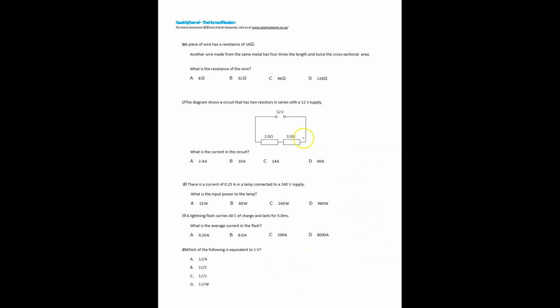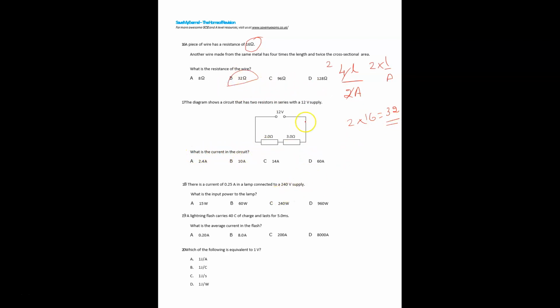Next question. A piece of wire has 16 ohm, another wire made from the same metal has 4 times the length and twice the cross sectional area. So if you cancel 2, that means 2 times length over area. What is the original resistance? 16. So you just multiply length over area. For the old one it is 16, so the new wire will have 32 ohms. Like that you have to find.